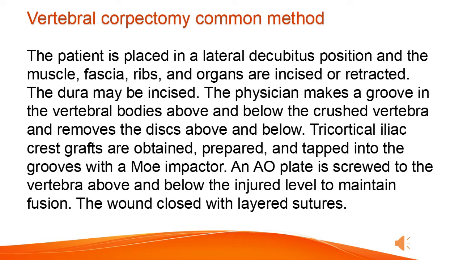Vertebral corpectomy common method. The patient is placed in a lateral decubitus position and the muscle, fascia, ribs, and organs are incised or retracted. The dura may be incised. The physician makes a groove in the vertebral bodies above and below the crushed vertebra and removes the discs above and below. Tricortical iliac crest grafts are obtained, prepared, and tapped into the grooves with a Mohs impactor. An AO plate is screwed to the vertebra above and below the injured level to maintain fusion. The wound is closed with layered sutures.